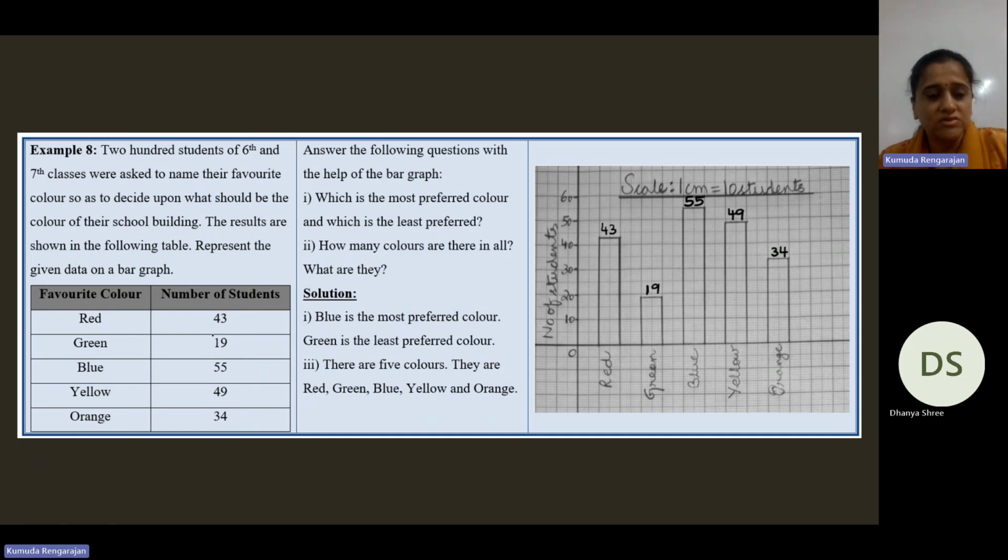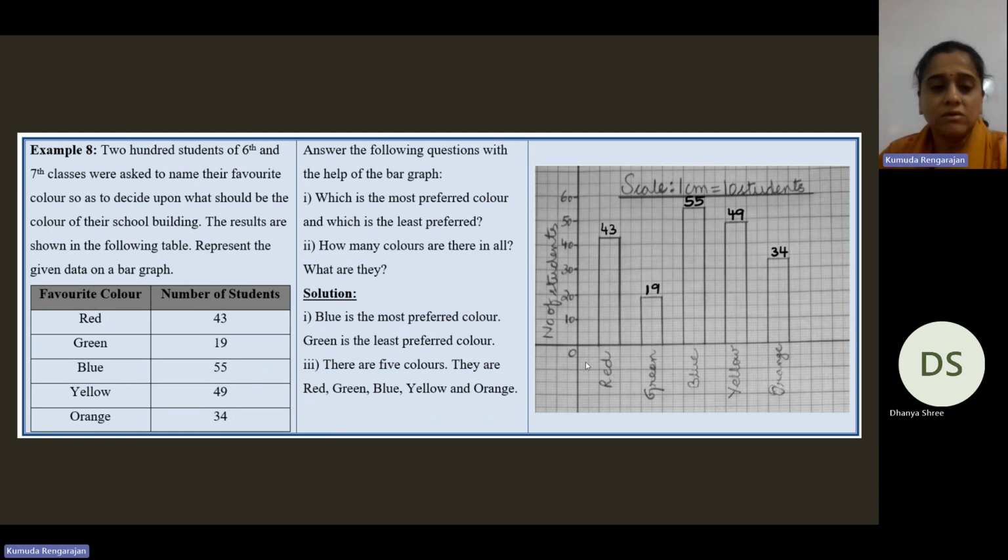See, this is what is on the y-axis. And what is this? Number of students. So 1 centimeter is equal to 10 students. If this is something about money, 1 centimeter is equal to 10 rupees. If it's about the weight of the students, weight will come here. So it depends on what is in the second column. So here it is number of students. So 1 centimeter is equal to 10 students.